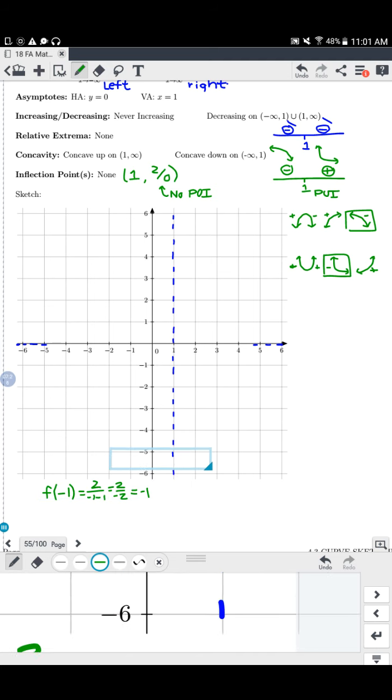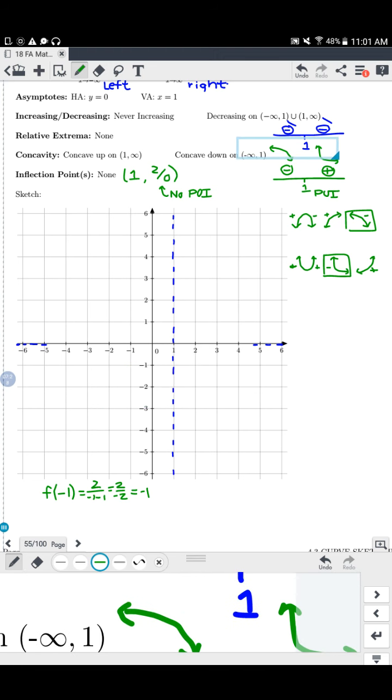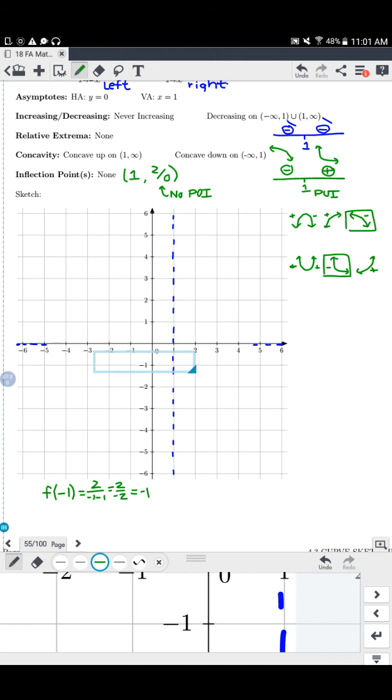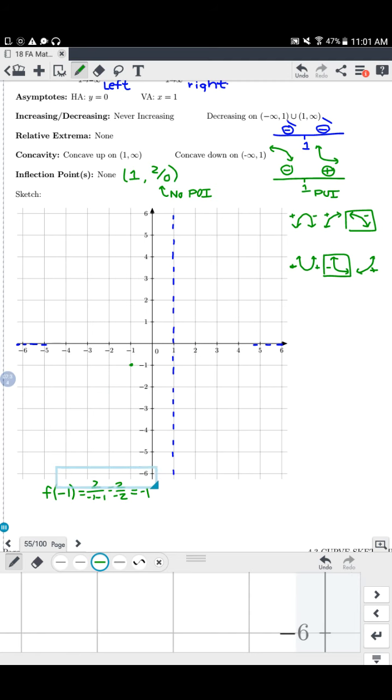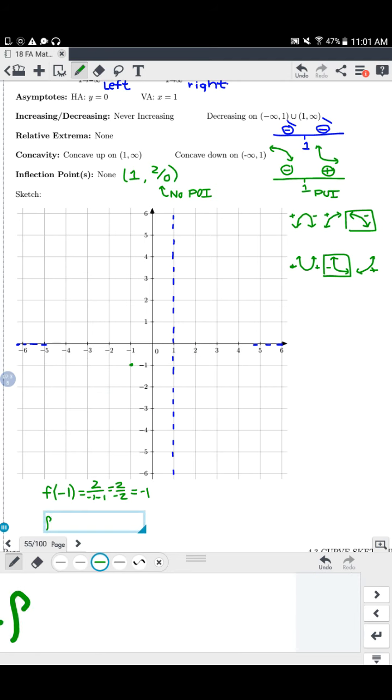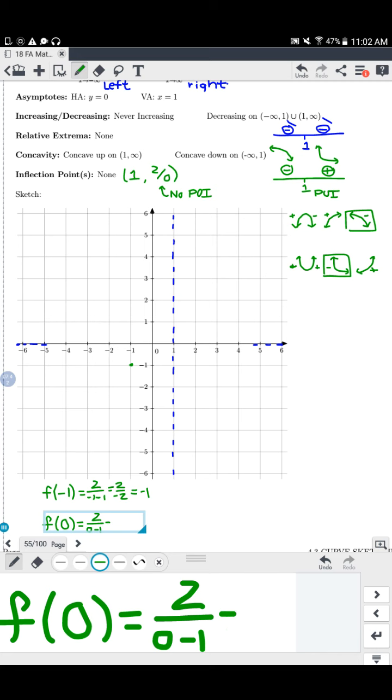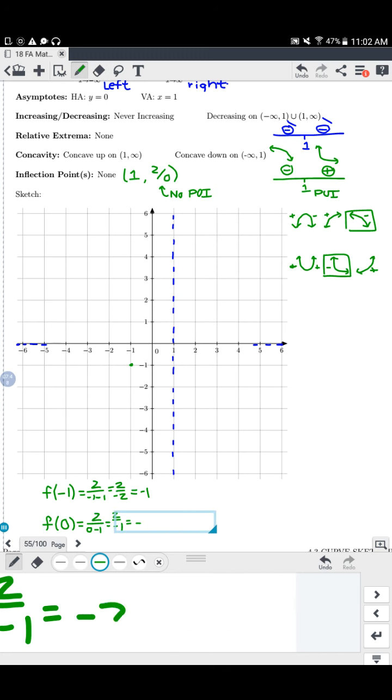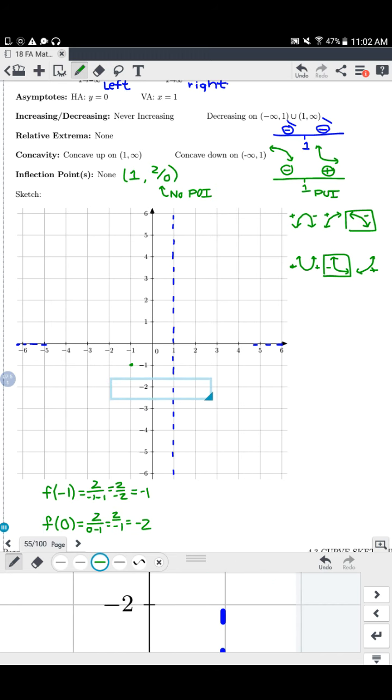So I have 1 point. I know not to draw this big piece above the graph here. The point is -1, comma -1. Maybe I'll plot another point to just see where I am. I'll plug in 0. So I'm going to have 2 over 0 minus 1 plugging into the original. So we have 2 divided by -1, which is down at -2. So I can plot at 0, has a y value of -2.